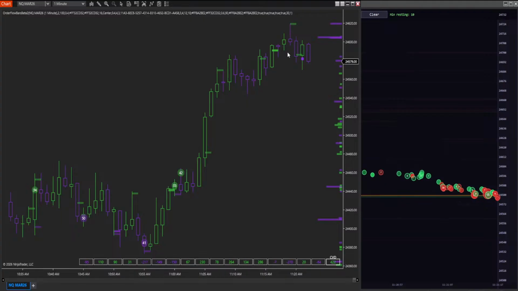If I would have played this, let's say you get in with two contracts, you come down here, you see that buy imbalance right there, sell half, move to break even, try to get yourself a runner. I probably would have gotten stopped out right there. Big deal, move on.